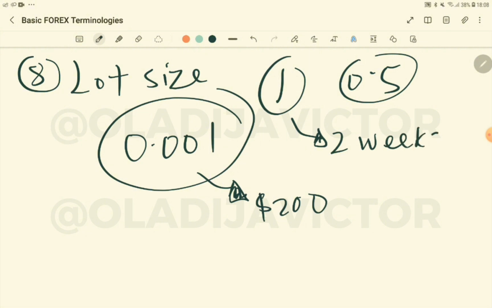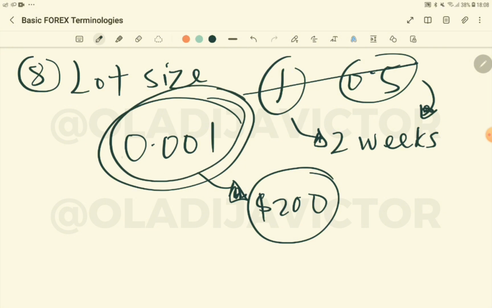The only problem is this: if the market goes against this person, he can lose his account in a few days. But if the market keeps going against me, no matter how many times, it will be so hard for me to lose my account. Why? Because I'm using a small lot size. So the market going against me will not affect me that much, because I did not take a very large position in the market. So lot size is like your position in the market.